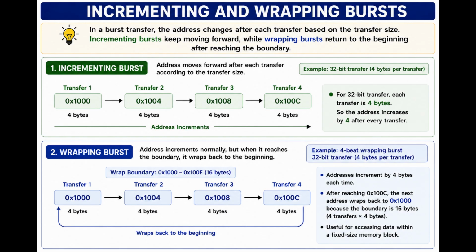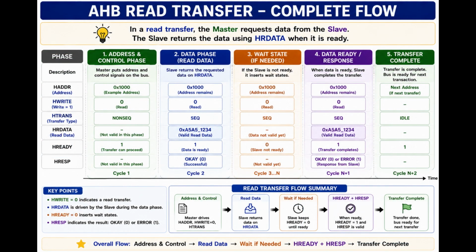AHB also supports wrapping burst. In a wrapping burst, the address increments normally, but when it reaches a defined boundary, it wraps back to the beginning of that address range. This is useful when accessing data within a fixed size memory block. So incrementing burst keeps moving the address forward, while wrapping burst returns the address to the beginning after reaching the boundary.